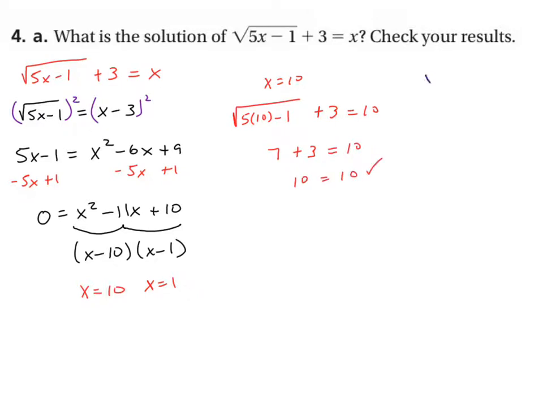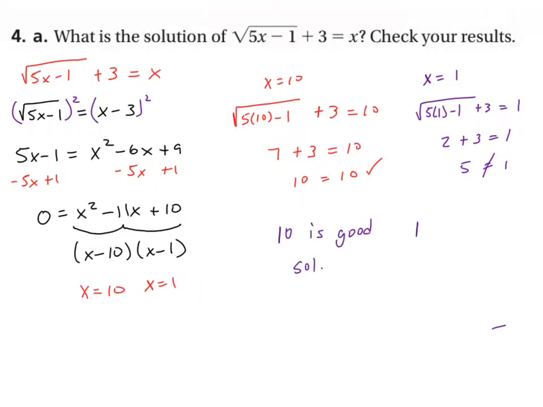Then we try for x equals 1. So we've got the square root of 5 times 1 minus 1 plus 3 equals 1. So 5 minus 1 is 4. Square root of 4 is 2. So 2 plus 3 equals 1. 5 does not equal 1. Okay, so that means 10 is our good solution, or the working solution, and 1 is extraneous.